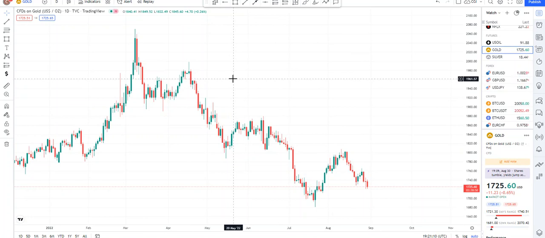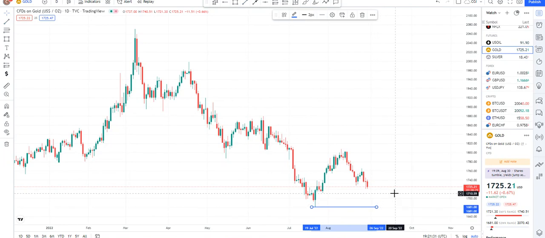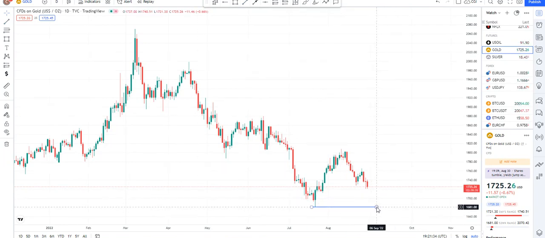Sell to where? Which low? This one. Okay, exactly. So yes, that's accurate because we are on a bearish trend. We want to look at external liquidity as our target. So this low here is our external liquidity.